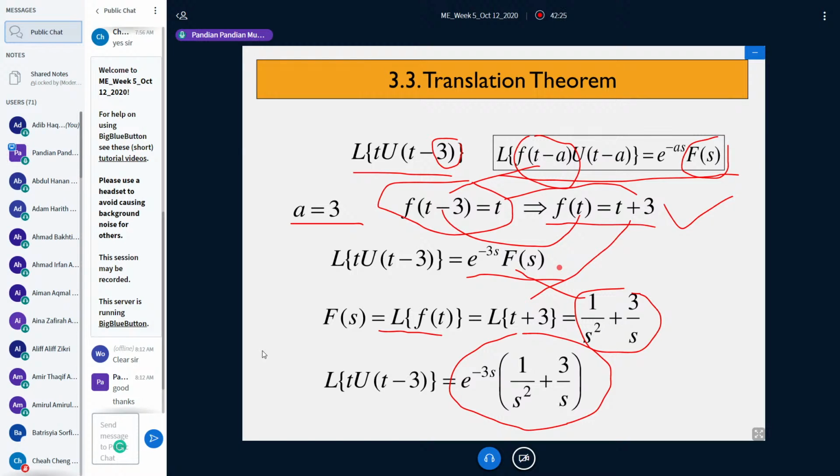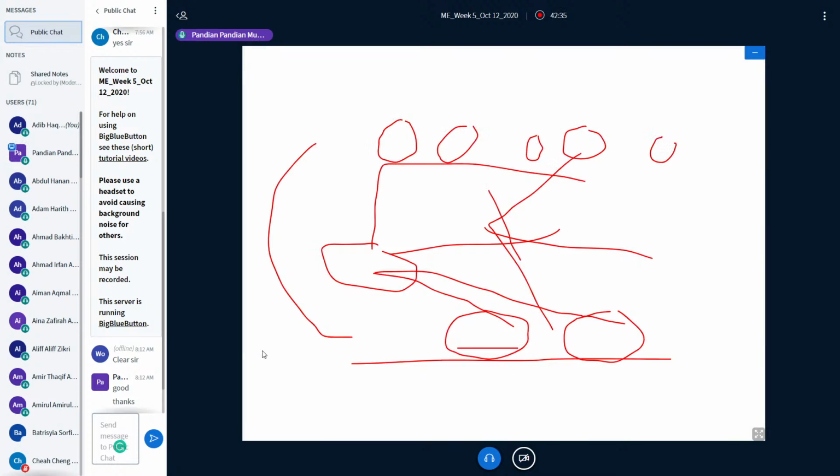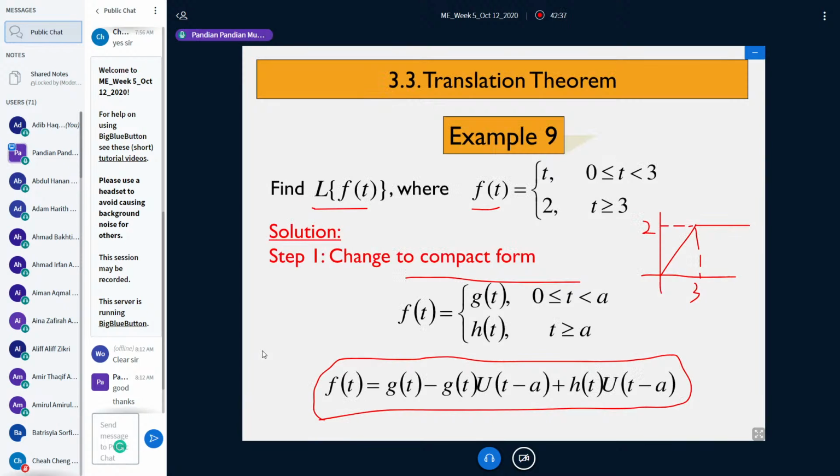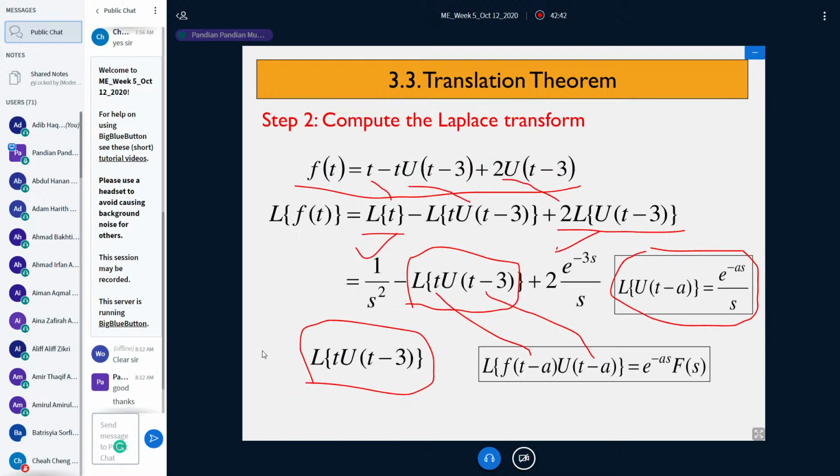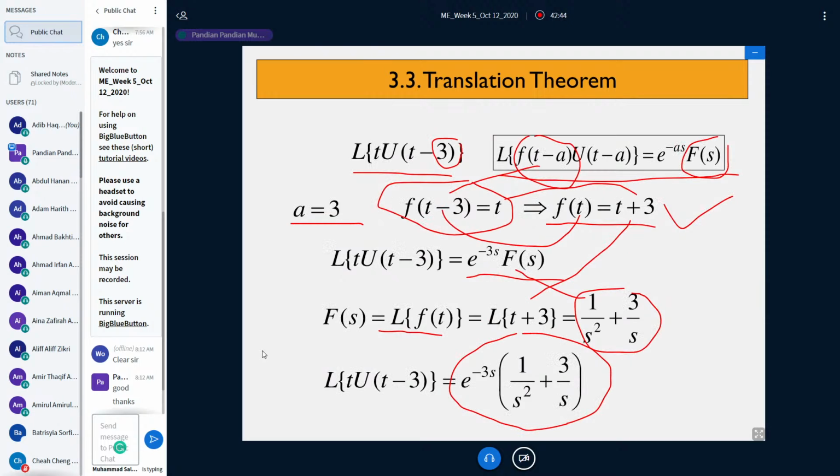Any question, class? Wong Chen? Any question? Example 9. Yeah, Muhammad Salman.